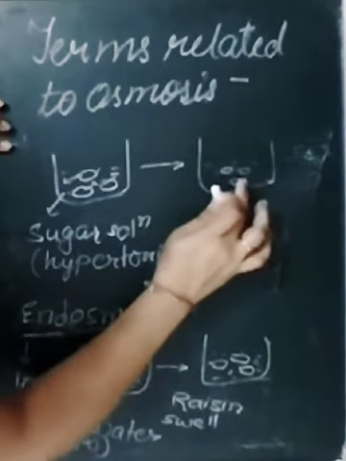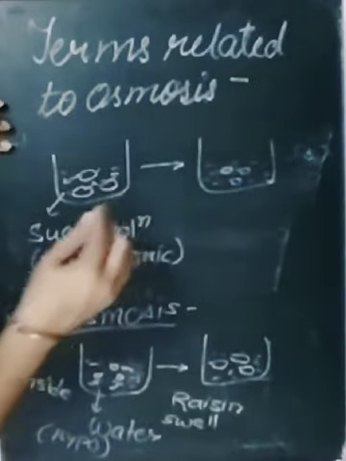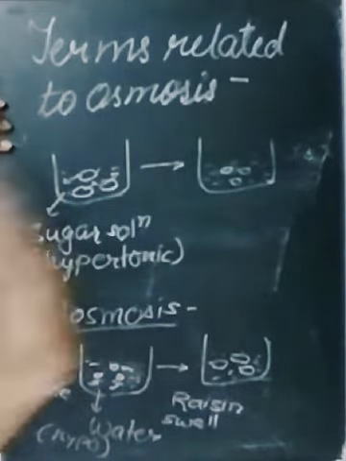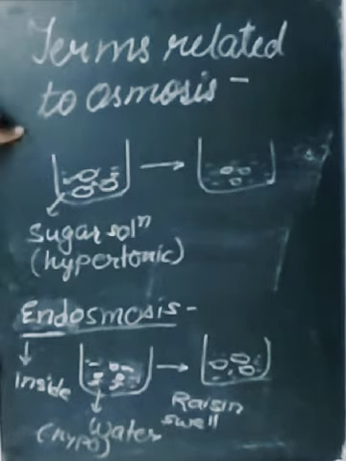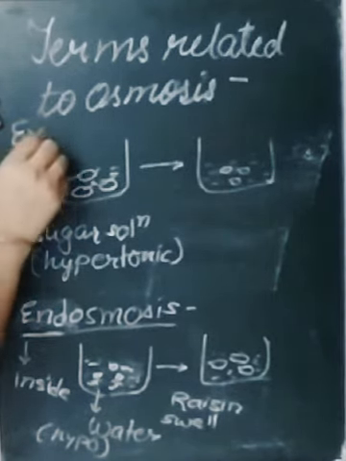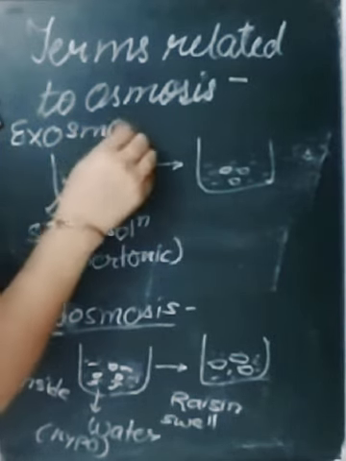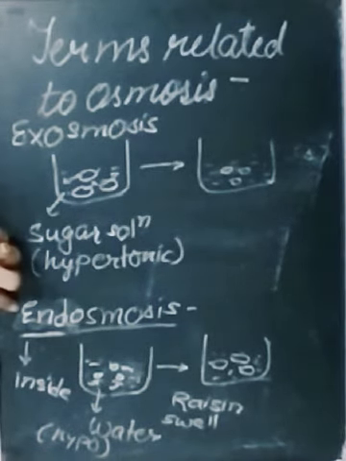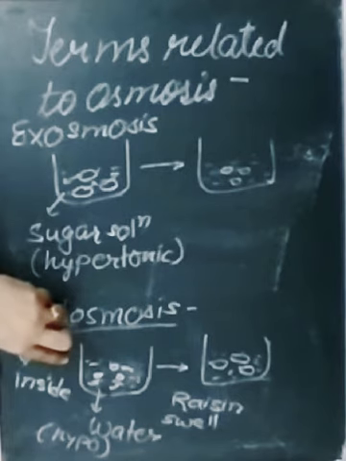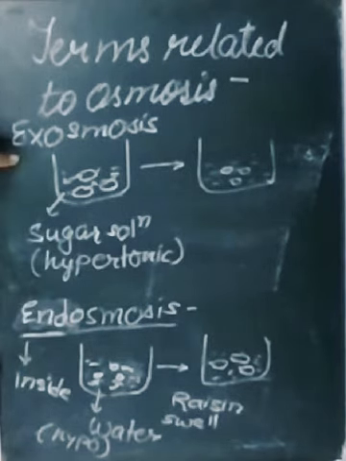It is due to movement of the water from inside the resin to outside solution. So when water moves inside the cell, endoosmosis. When water comes out of the cell, it is exoosmosis. Exo means outside. Endoosmosis, that means solvent particle move inside the cell. Exoosmosis, solvent particle move outside the cell. These are the two kinds of osmosis.